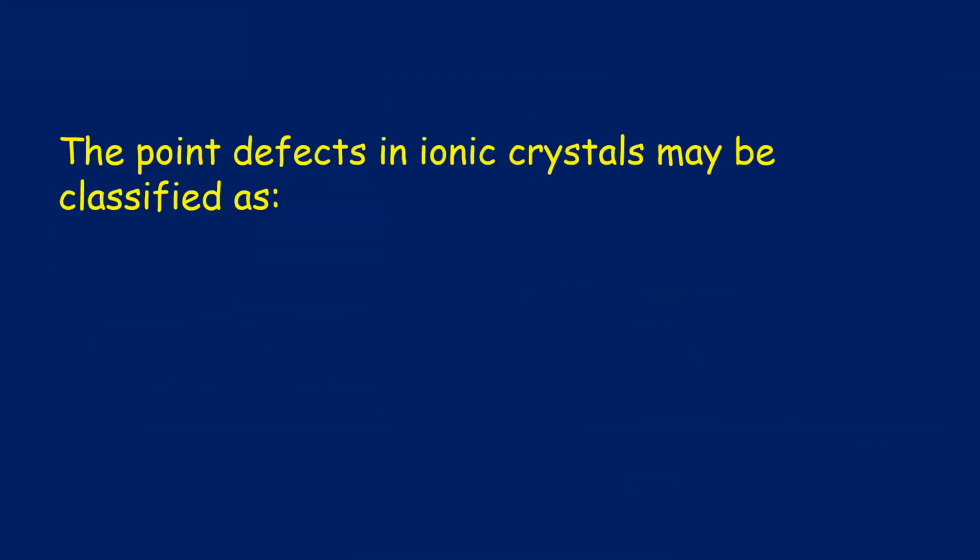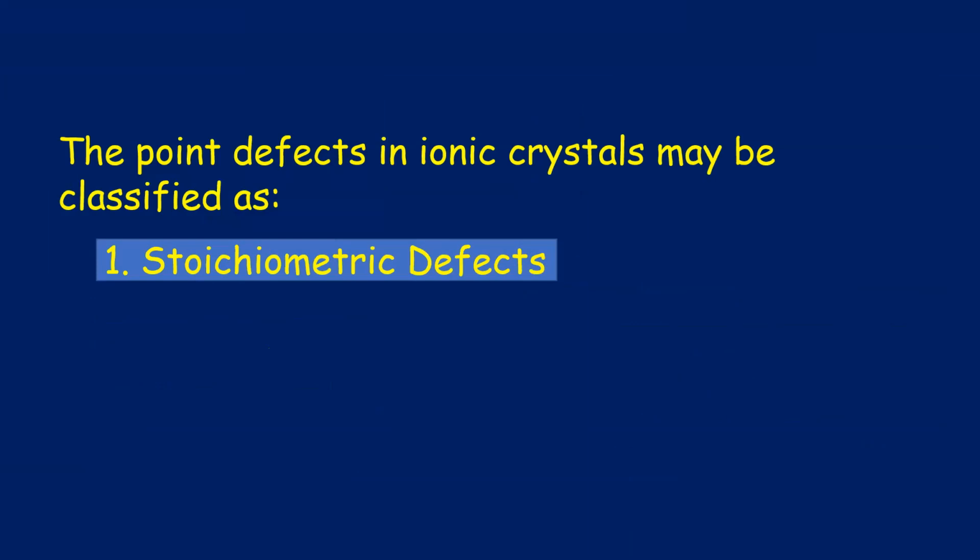The point defects in ionic crystals are classified into three different types. The first is stoichiometric defect. In stoichiometric defect, the number of positive ions and the number of negative ions are the same. Ionic crystals are made of positive cations and negative anions. In stoichiometric defect, the number of positive cations equals the number of negative anions. This is a general definition. It doesn't mean the number will always be the same, but rather that the stoichiometry is maintained.